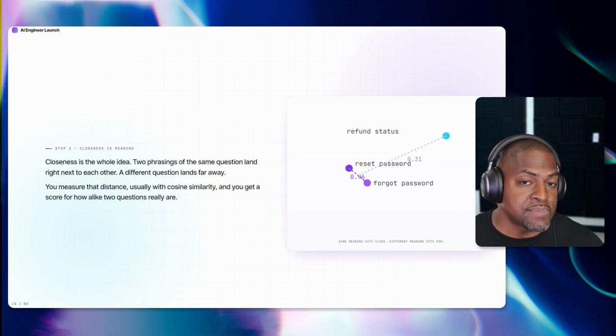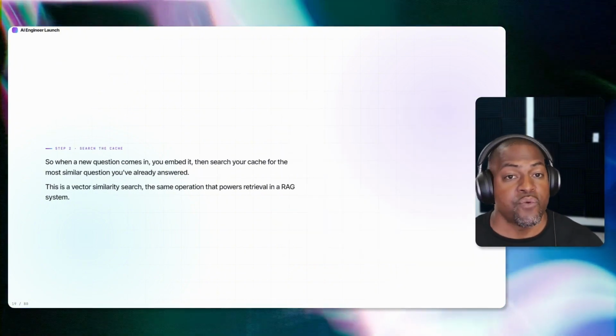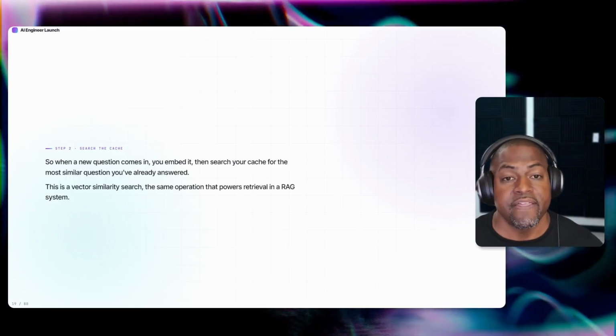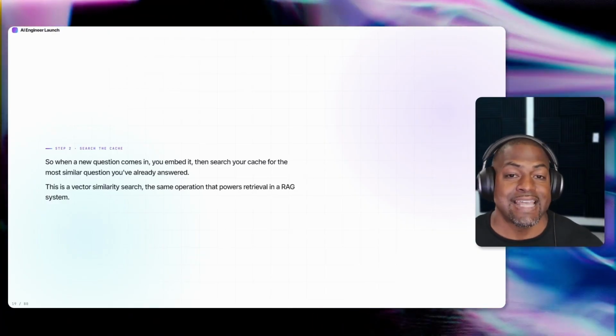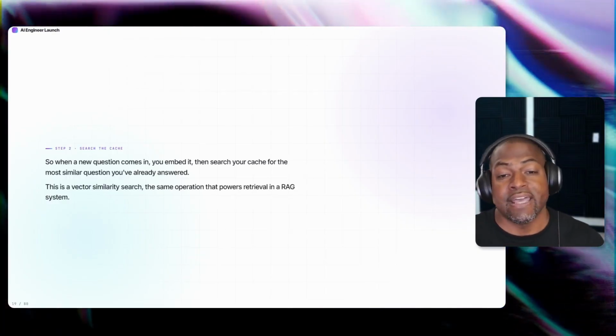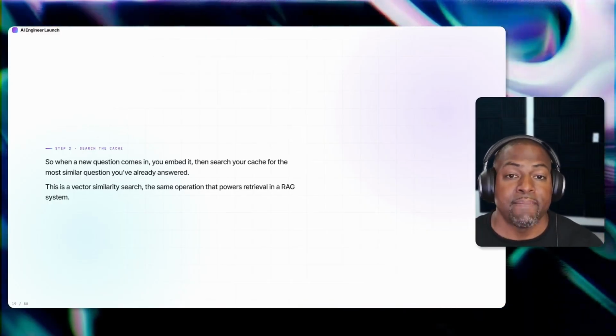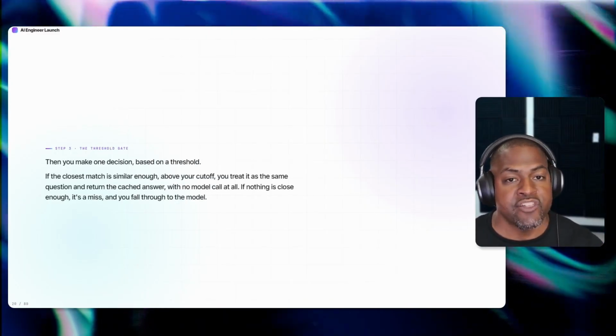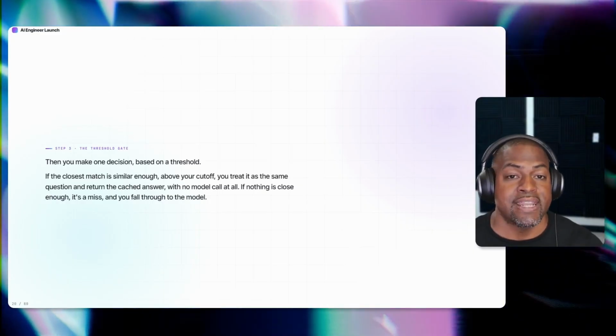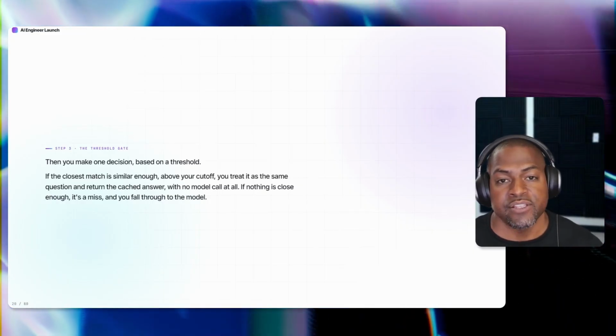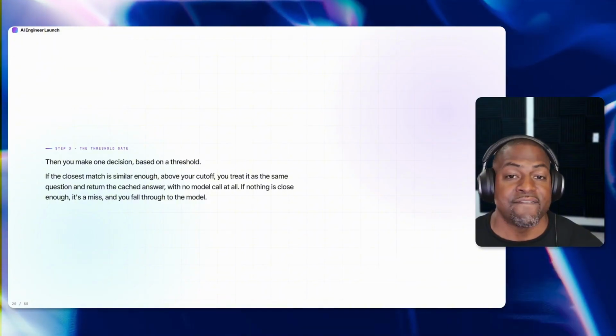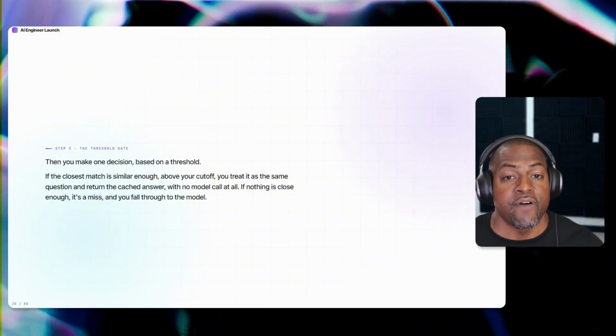So when a new question comes in, you embed it. Then search your cache for the most similar question you've already answered. This is a vector similarity search, the same operation that powers retrieval in RAG systems. Then you make one decision based on a threshold. If the closest match is similar enough, above your cutoff, you treat it as the same question and return the cached answer with no model call at all. If nothing is close enough, it's a miss, and you fall through to the model.